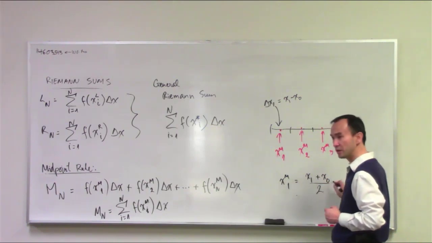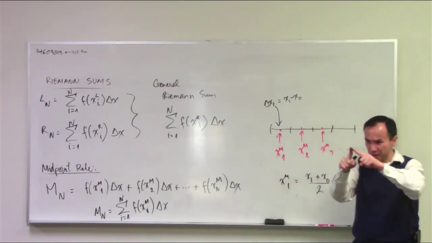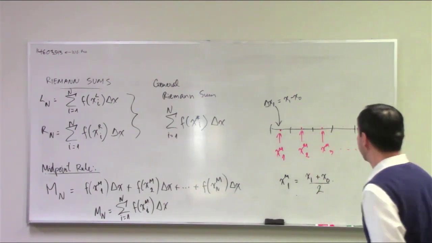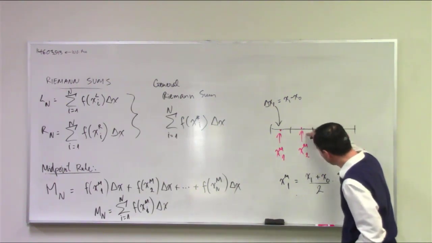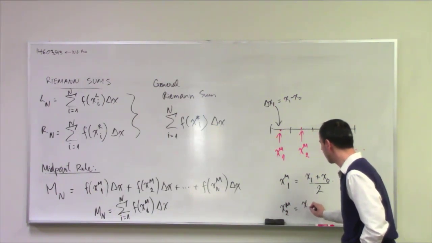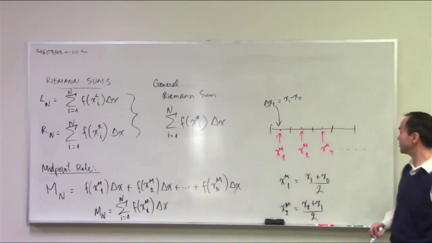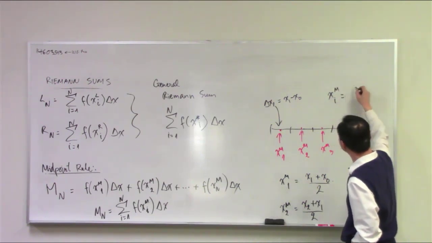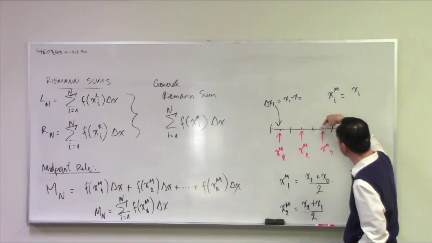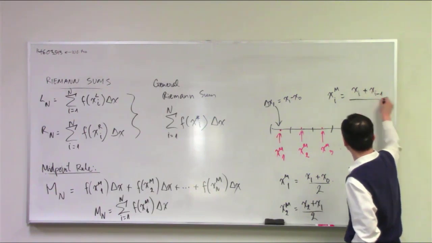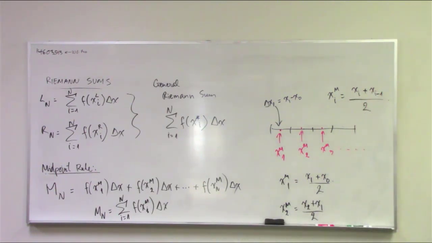You guys remember this formula to find a middle value between two values on the number line, right? And just like that, midpoint number 2 is x2 plus x1 over 2. So generally, looking at any midpoint, the midpoint at any general i-th interval is going to be the i-th partition point plus the (i minus 1)-th partition point. We add them up and divide by 2. That's how we obtain any midpoint.